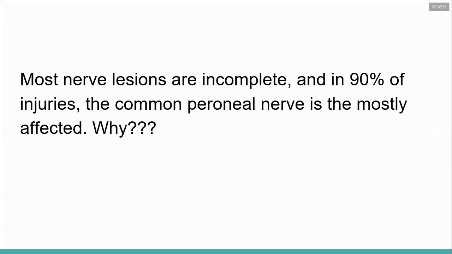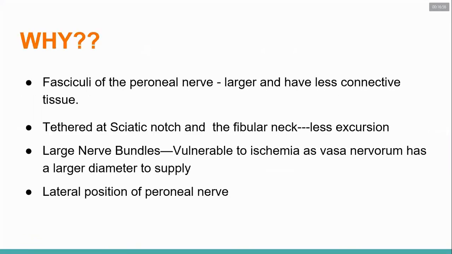So usually sciatic nerve injuries are not complete. Usually they are incomplete. And in 90% of the injuries, the common peroneal part of the sciatic nerve is affected. So this is a very common question that you might be asked in the viva as well. Why does the common peroneal nerve part of the sciatic nerve get affected commonly? There are broadly four reasons.